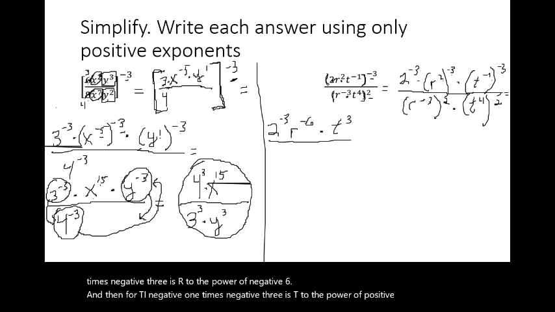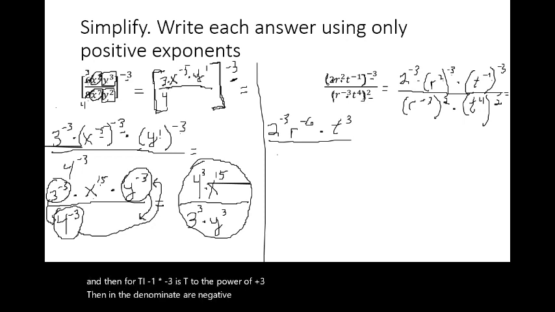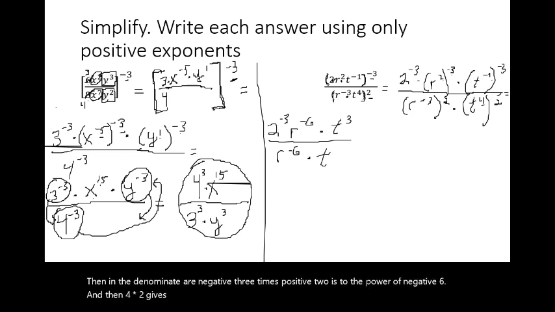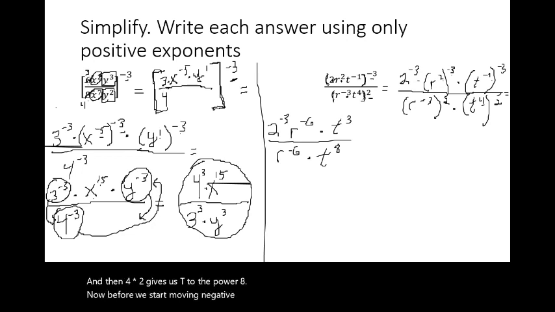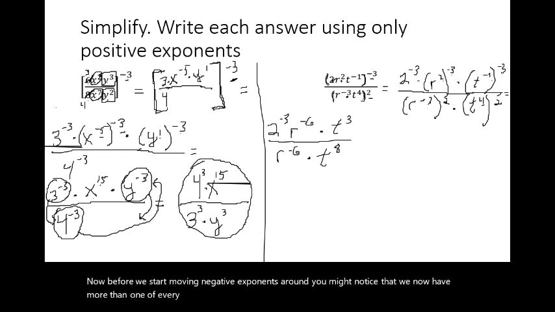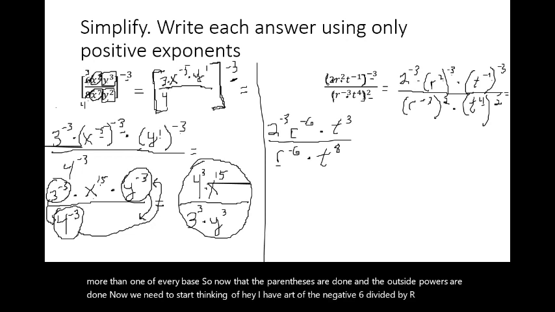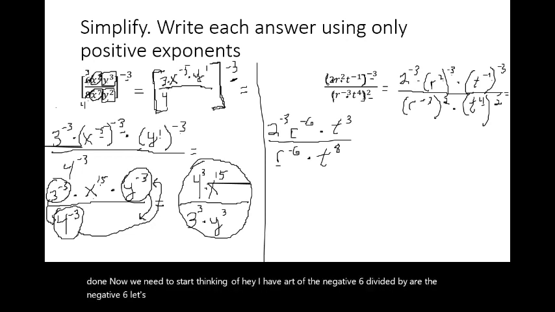Then in the denominator, -3 times +2 is r to the power of -6. And then 4 times 2 gives us t to the power 8. Now, before we start moving negative exponents around, you might notice that we now have more than one of every base. So now that the parentheses are done and the outside powers are done, now we need to start thinking of, oh hey, I have r to the negative 6 divided by r to the negative 6. Let's simplify that because these are the same base.